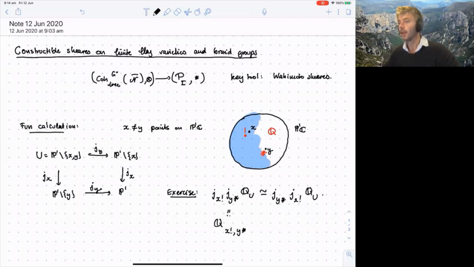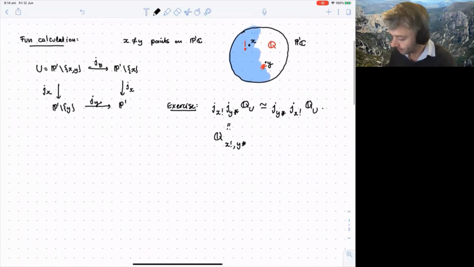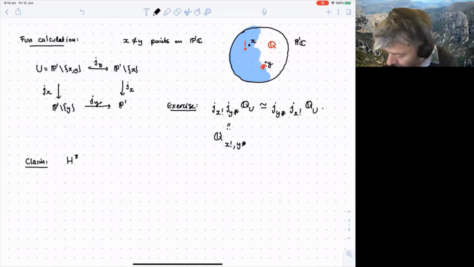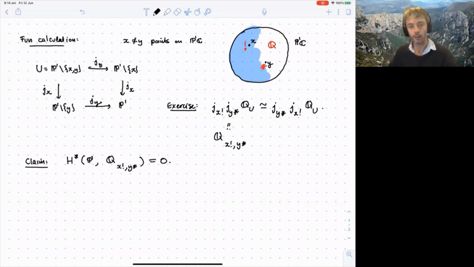Okay, so the claim, this is the fun calculation, is that the cohomology on P1 of this sheaf X shriek Y star vanishes in all degrees. Okay, why? First, I want to give you a prosaic way of seeing this, and then I want to explain briefly 2 other ways of seeing it. So it might look like a silly little calculation, but it actually is behind many interesting things.